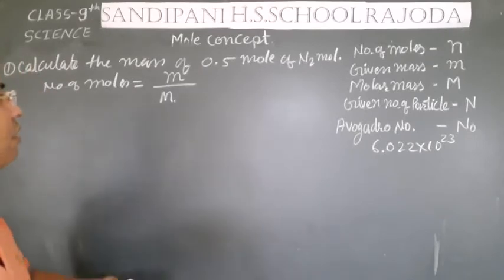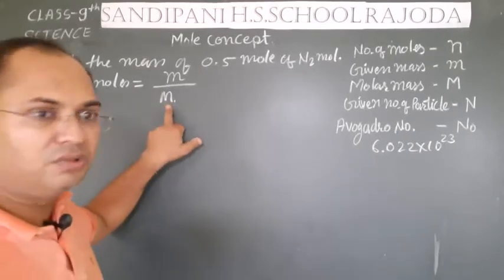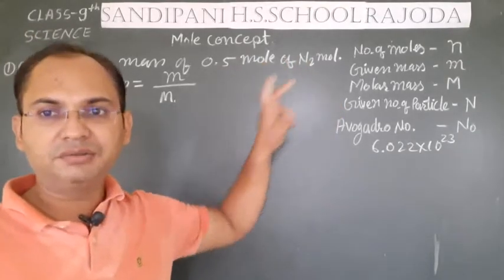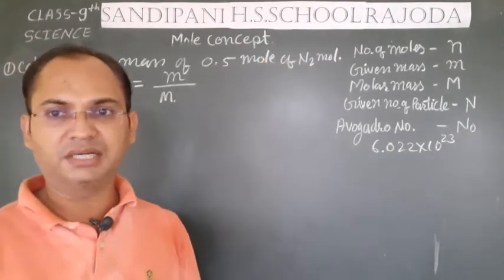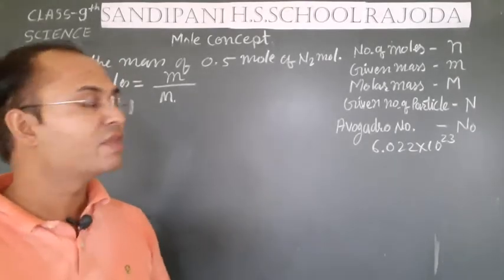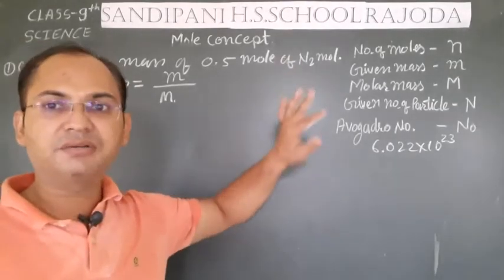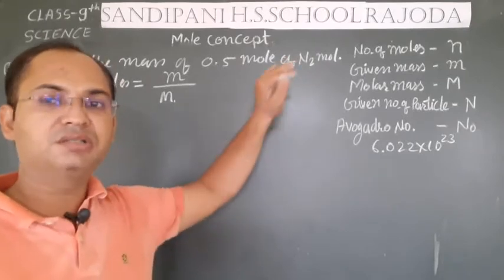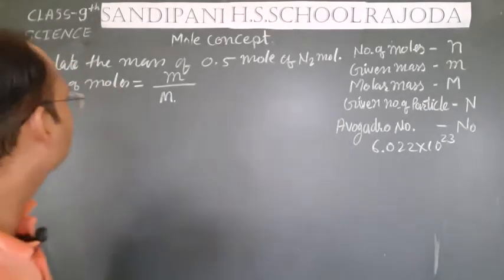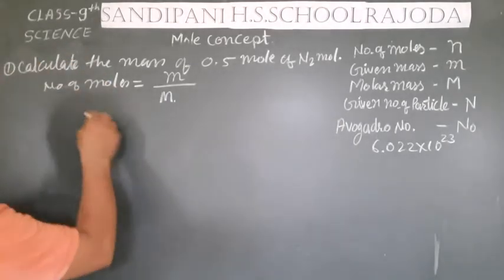But here always remember that the molar mass will be of the nitrogen molecule and not the single nitrogen atom, because the molar mass of the single nitrogen atom is 14, but here it is a combination of two nitrogen atoms, so its molar mass will be multiplied by 2. So let's see number of moles.